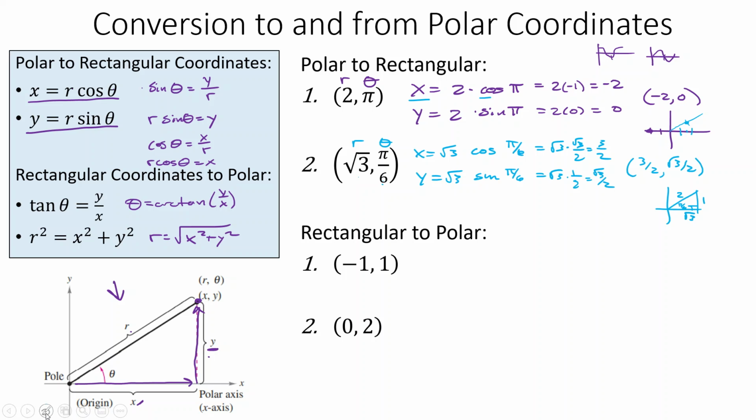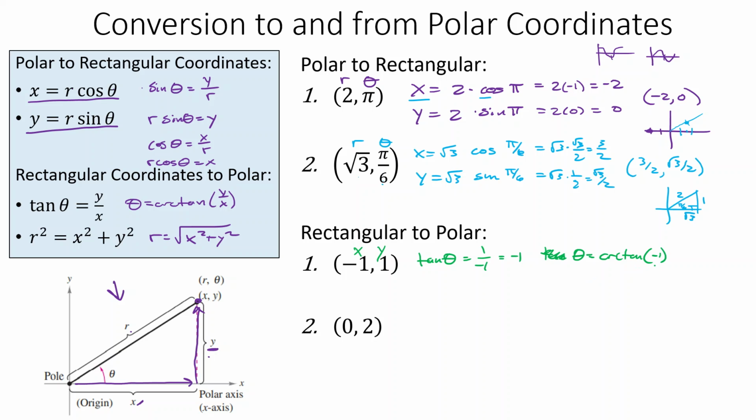All right, if we have rectangular and we want to go back to polar, we use the bottom 2 sets of equations here. Let's go back to another color here. So here's my x and my y. So that means I would have tangent of theta equals y over x. So 1 over -1, or in other words, -1. So we're getting that theta equals the arctan of -1.